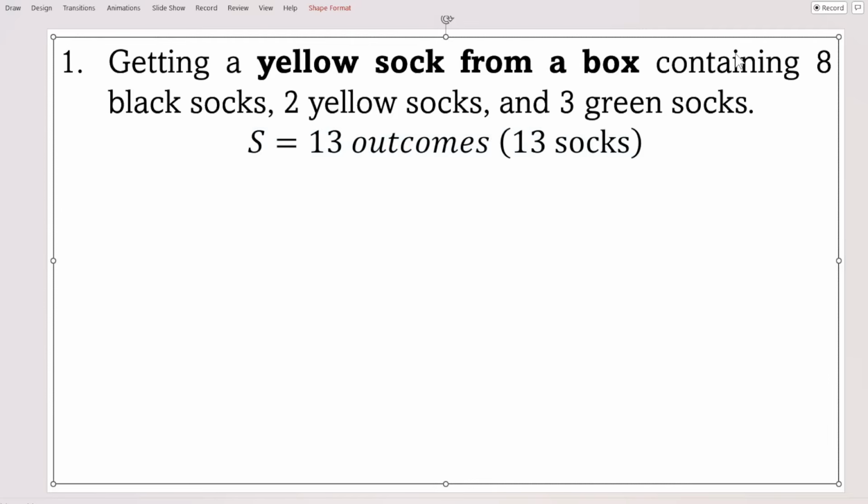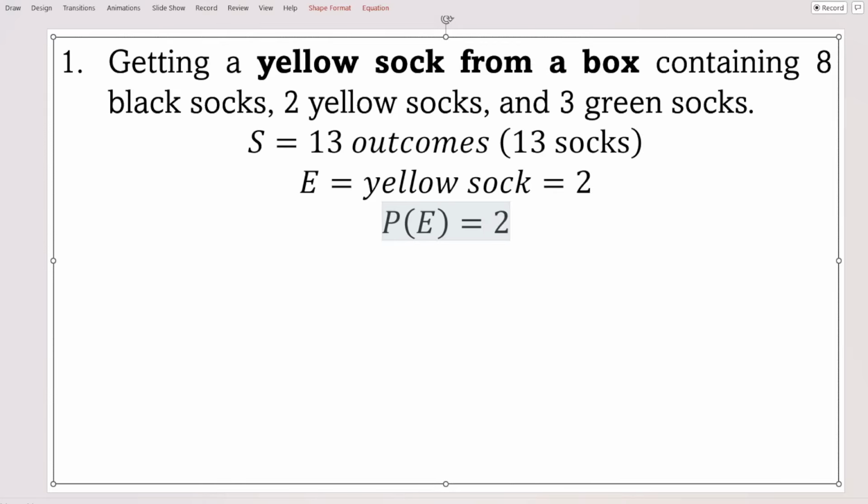Now, what you are interested in is getting a yellow sock. So, ilang yellow sock ba yung nandito sa box? According to our problem, there's only 2. So, there's only 2 outcomes. You get yellow sock number 1 or yellow sock number 2. So, by getting the probability, again, the probability of this one is just the number that you desire, 2 over 13, which is in Desmos.